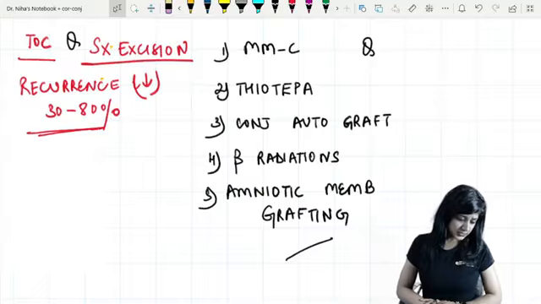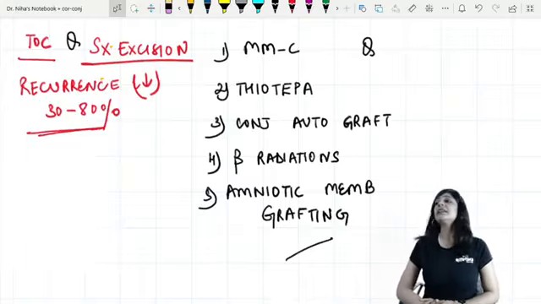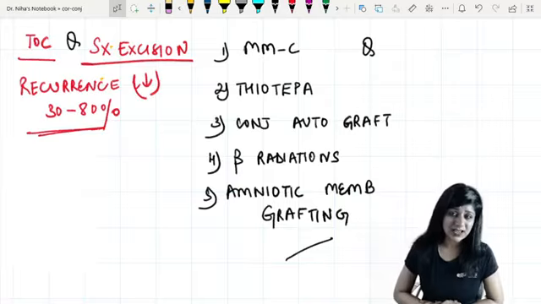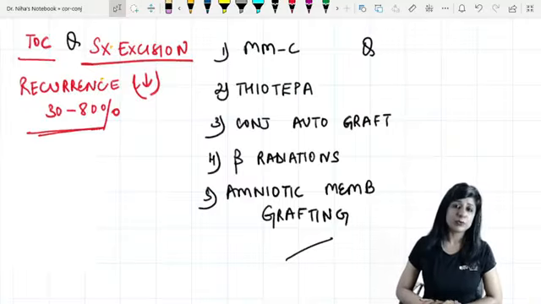If mitomycin C and conjunctival autografting both are given, then what should you choose? So maybe then they will tell you in what aspect they are asking. I don't think that they will ask you both, okay?